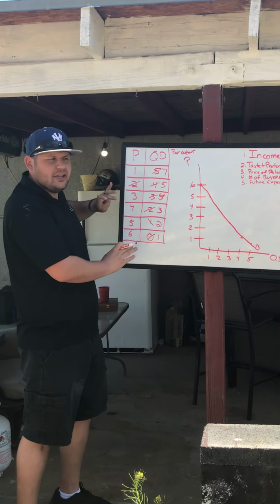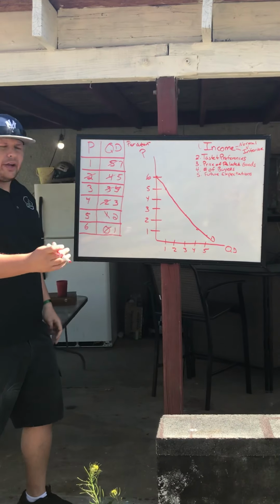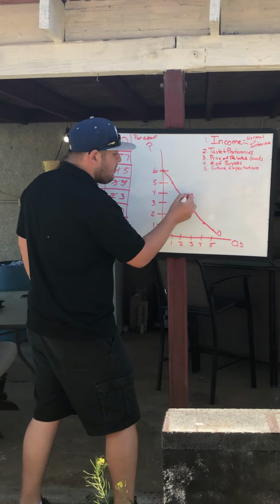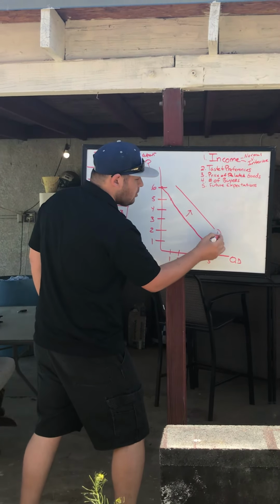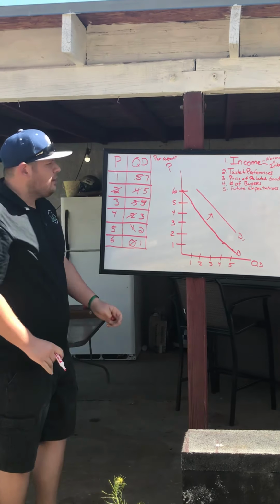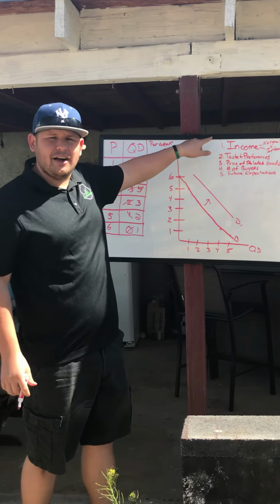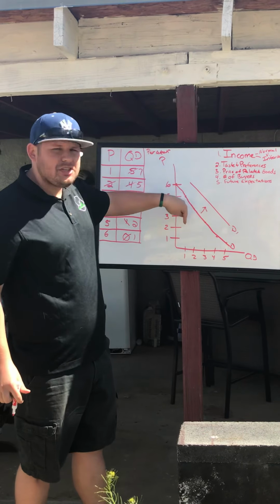Price did not change, but because I'm making more income, my entire demand line is going to shift outwards. We mark it and we show that shift, right? If I lost my income, obviously this would probably shift down.